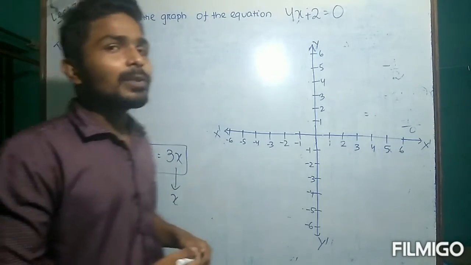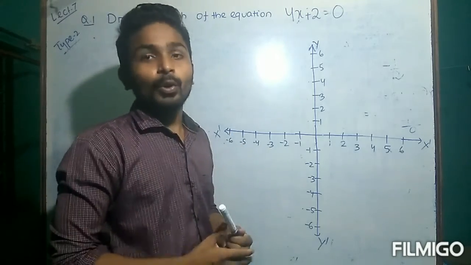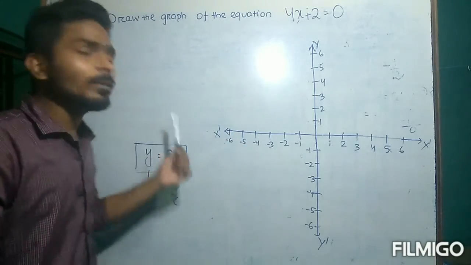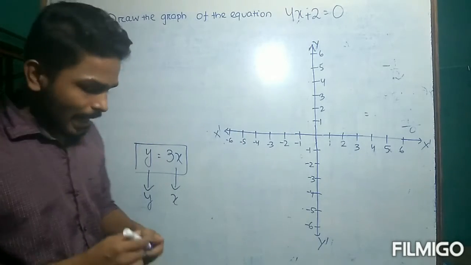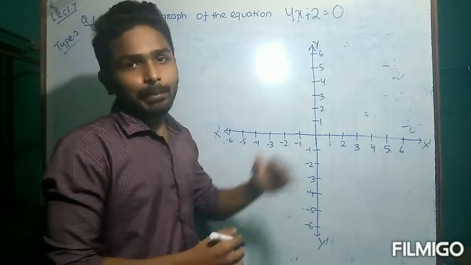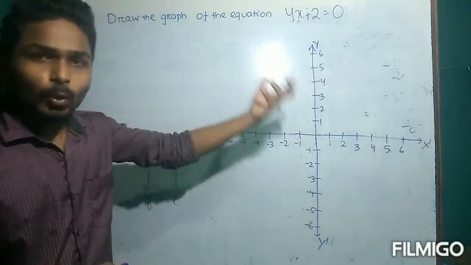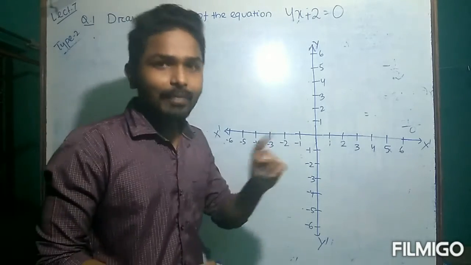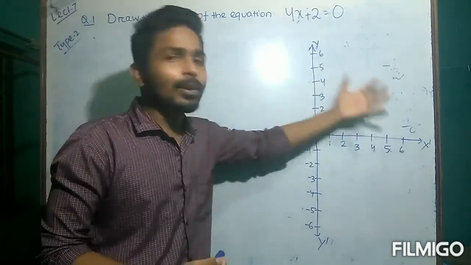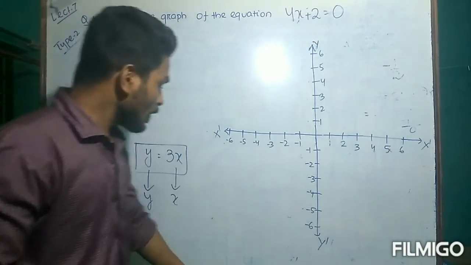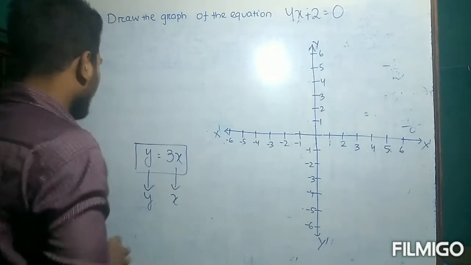But now we are going to deal with another type of example, which is not a linear equation in two variables. It will be a linear equation in one variable. And we are going to represent those equations in one variable in a graphical form or on a Cartesian coordinate system. So let's do that question.